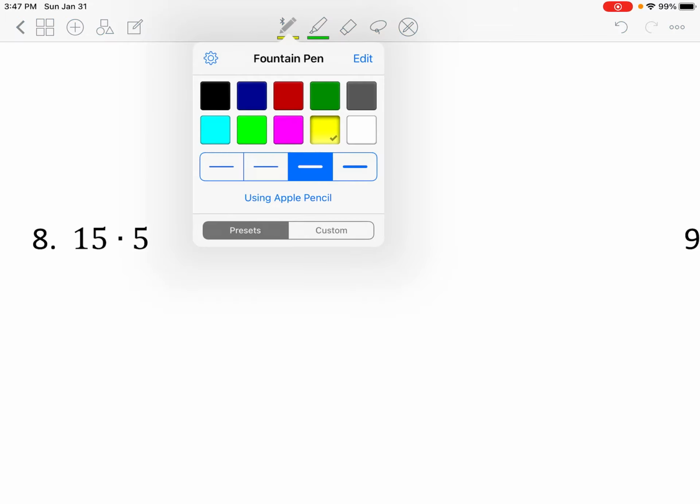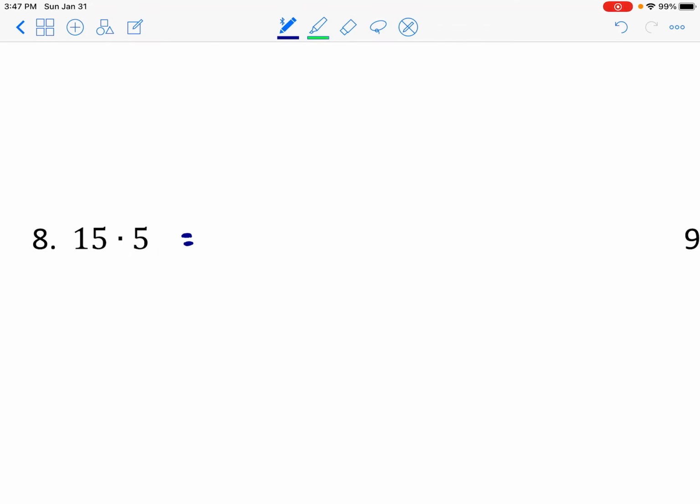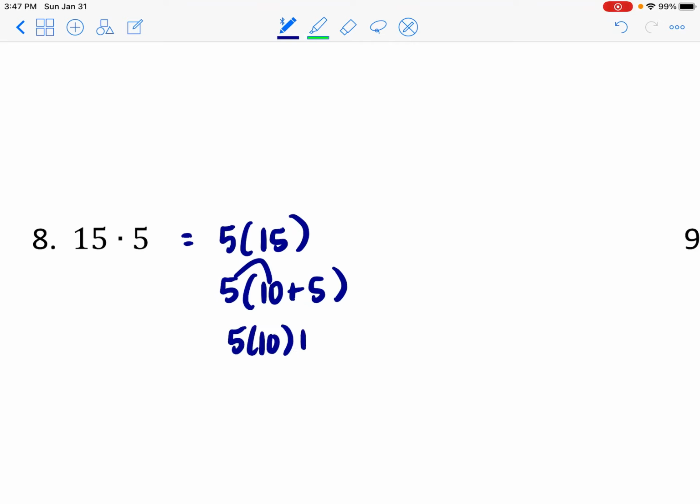So let's try that here. If we're multiplying 15 times 5, obviously no zeros. But 15 times 5, which we could say is 5 times 15, or 5 times 10 and 5. So 5 times 10 plus 5 times 5, which is 50 and 25, or 75.